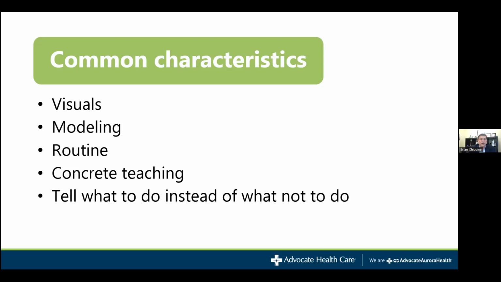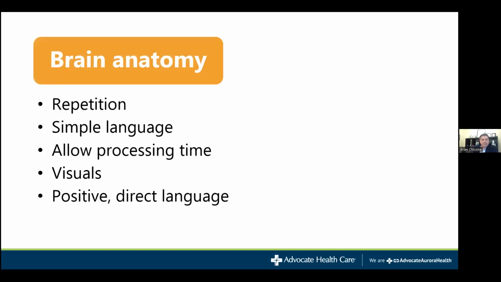And then we do see that people with Down syndrome tend to be pretty concrete thinkers. So really using very concrete teaching methods, and Dr. Frank and Abby will talk more about that with some of the examples. And the other thing we have found that is helpful for many individuals is to help people understand what we would like them to do, what would be the healthy thing to do, rather than what not to do. So really directing someone to something rather than away from something tends to work well. Next slide, and I'll turn that over to Abby.